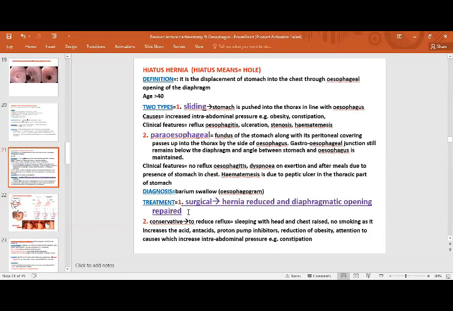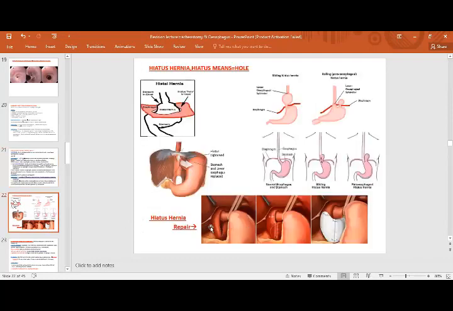So again, how can we diagnose this condition? The gold standard investigation is the barium swallow, and the treatment, of course, is surgical. The hernia is reduced and the diaphragmatic opening is repaired. You can see this is the condition. These hiatus hernias would be repaired. You can see this.